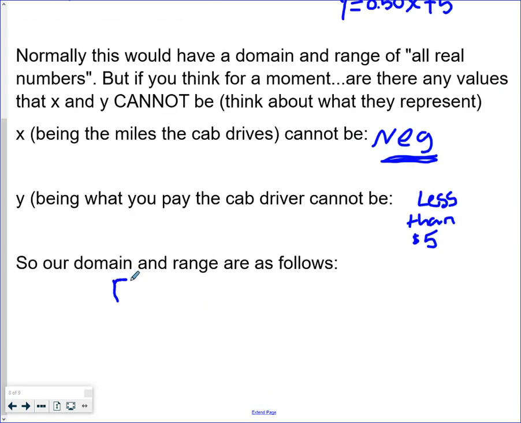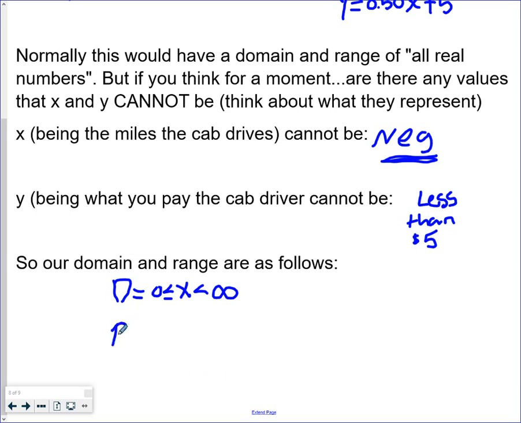My domain would be all the x's that are bigger than or equal to 0. I cannot do any negative numbers. I can do from 0 on up. Theoretically, I could go 0 miles. I still have to pay him $5, but I could do that. So I can go anything from 0 on up. I just can't go below 0. Now, if you want to, you could put this as well. The little infinity stuff we were talking about, you can do that. Or you can just leave it as x bigger than or equal to 0. That's fine too.